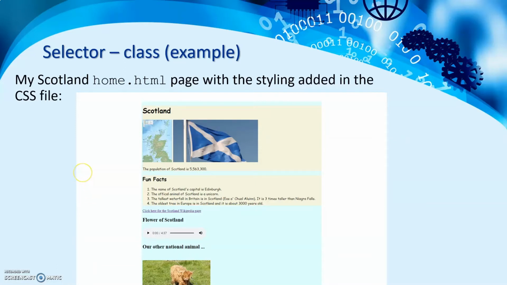And therefore, my page will look like this. So my Scotland home.html page, it's got the styling added. It's going to look like this. We've changed it to Comic Sans and beige for these two divisions.